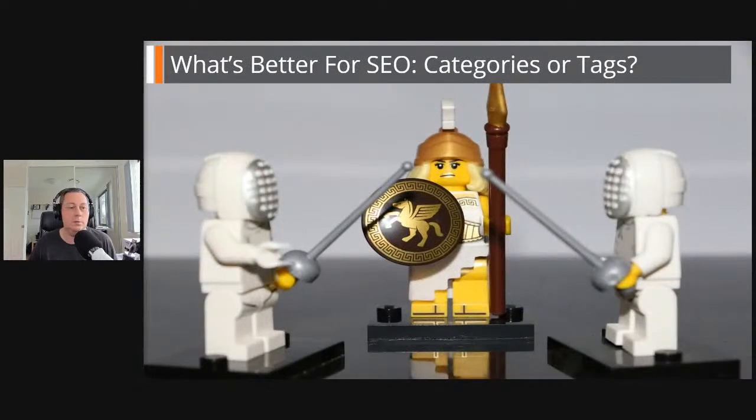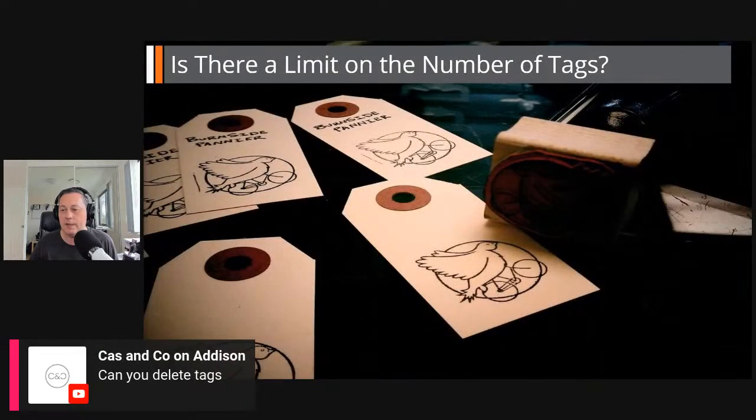Let's see, we've got a couple of questions for this. Can you delete tags? Yes, you can delete tags. You can delete categories. It does not delete the post. It just removes them from the post. And once removed, can you delete tags once they're removed from the post? Yes. Or you can actually remove them while they're linked to the post, and it'll just remove that association with that post.